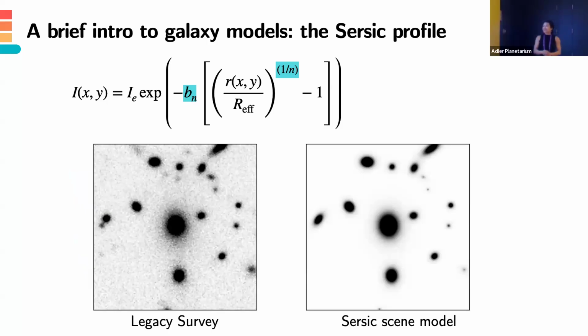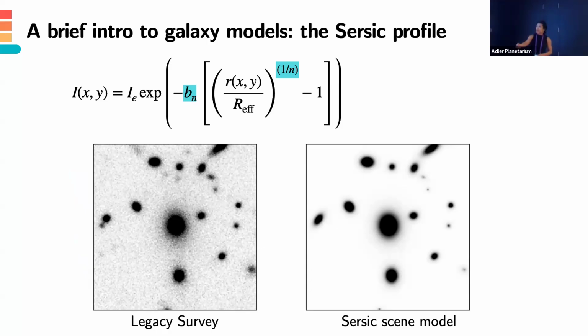This flexibility means that it's really, especially in the small galaxy regime, where when I say small, I mean small in the sky, not necessarily physically small. When you get into the small galaxy regime, it does a really good job of matching a wide variety of profiles.